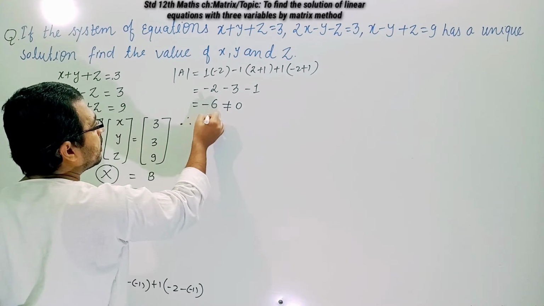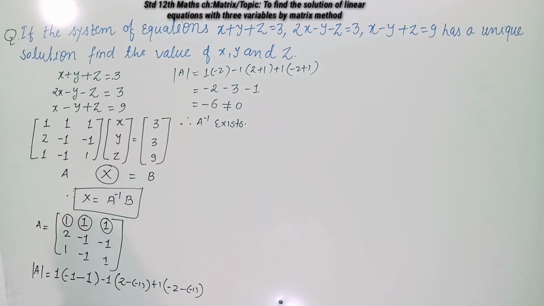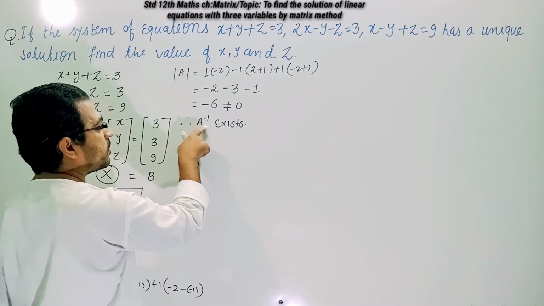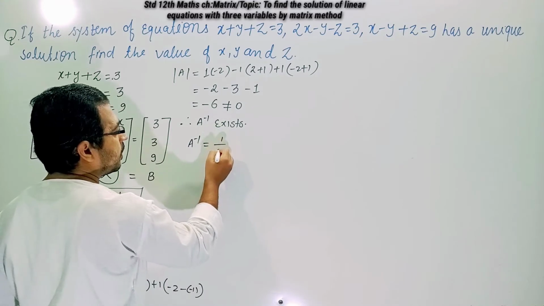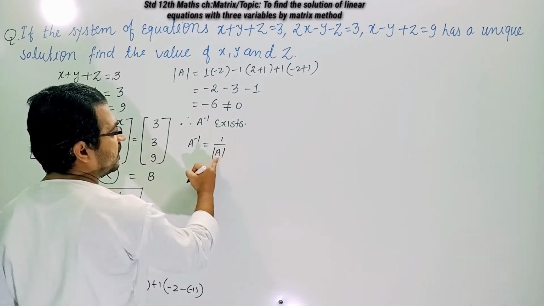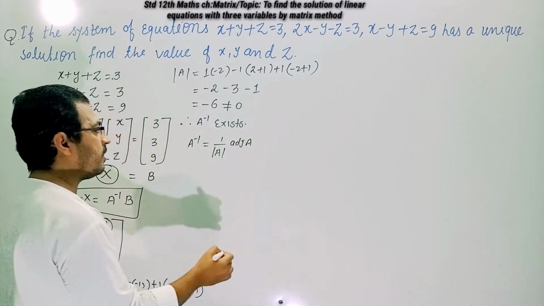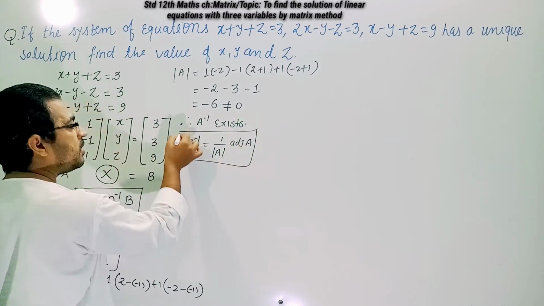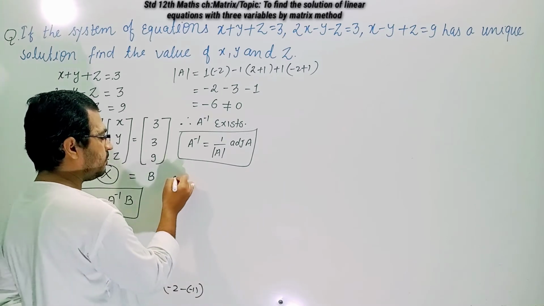It means A inverse exists. If A inverse exists, you can find out the values of X, Y and Z. Okay students, our target is to find out A inverse. So we know that A inverse is equal to 1 upon modulus A, meaning determinant A, times adjoint of A. Right? This is the formula to find the inverse of a matrix. Okay, so let us see with an example.